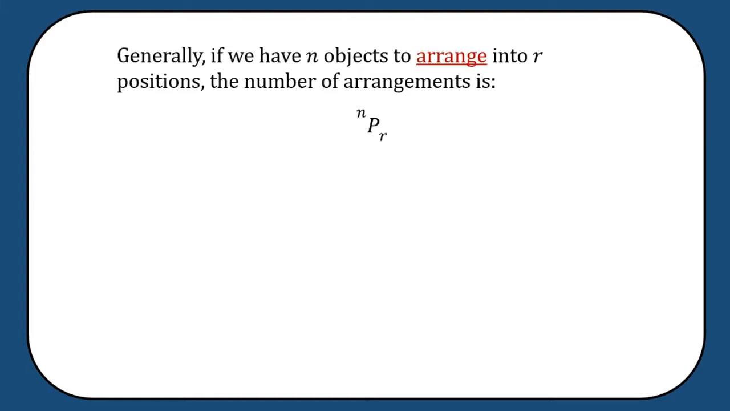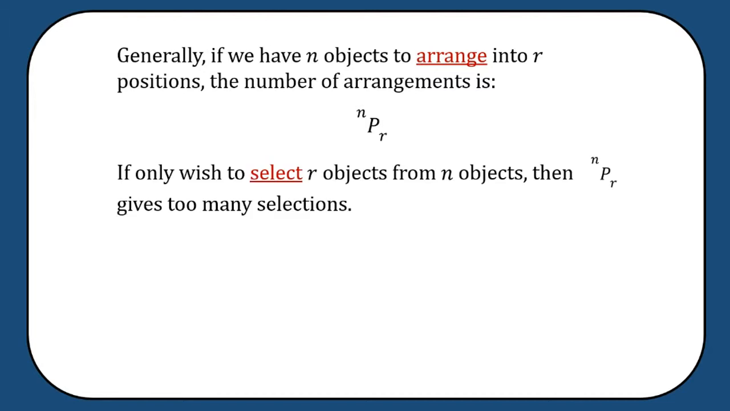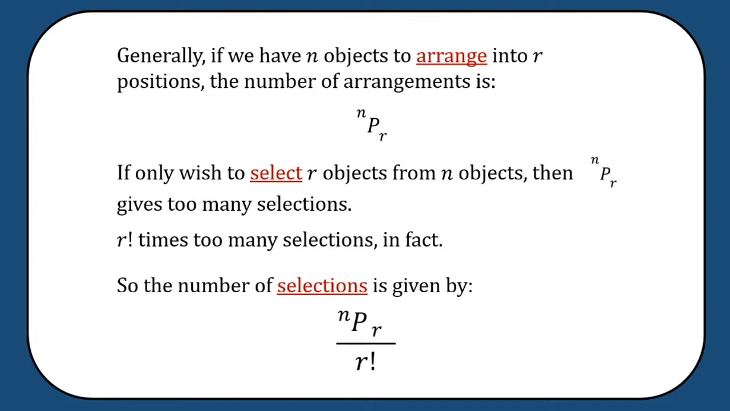Generally, if we have n objects to arrange into r positions, the number of arrangements is nPr, which is n factorial over n minus r factorial, remembering the P stands for permutations or arrangements. If we only wish to select r objects from n objects, then nPr gives way too many selections. In fact, it gives r factorial times too many selections. So the number of selections is given by the number of arrangements divided by r factorial. That is nPr divided by r factorial.